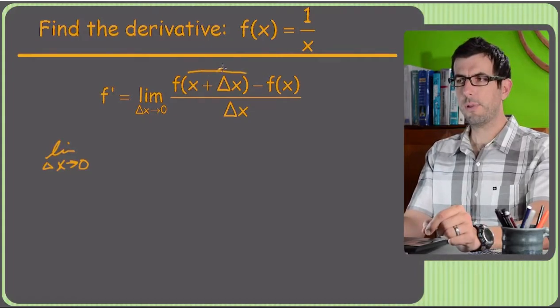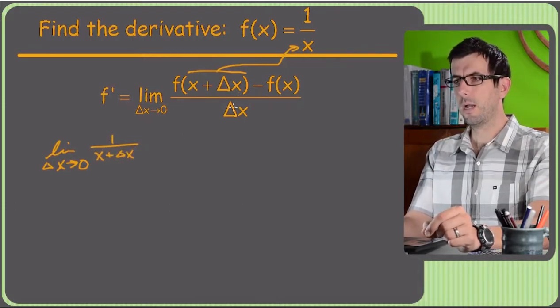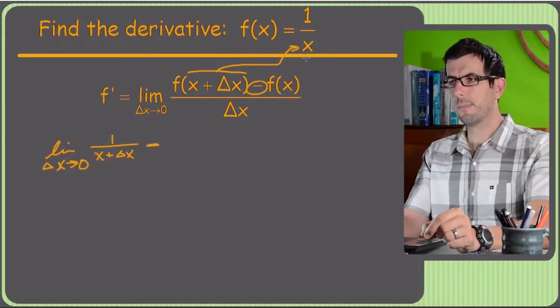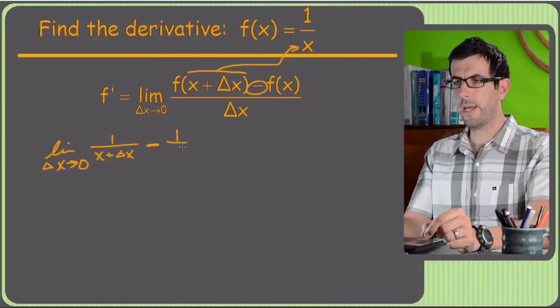All right, so what is f of x plus delta x? Well, we just take this and plug it in for that x right there. So we get 1 over x plus delta x. Then we've got a minus sign. Then we've got f of x, which was just 1 over x. All this over delta x.